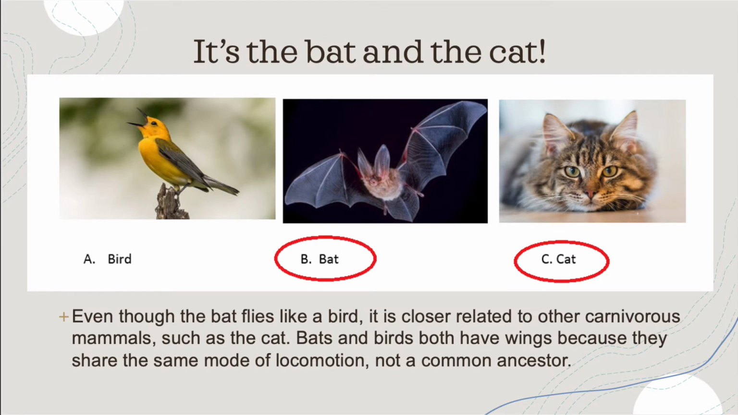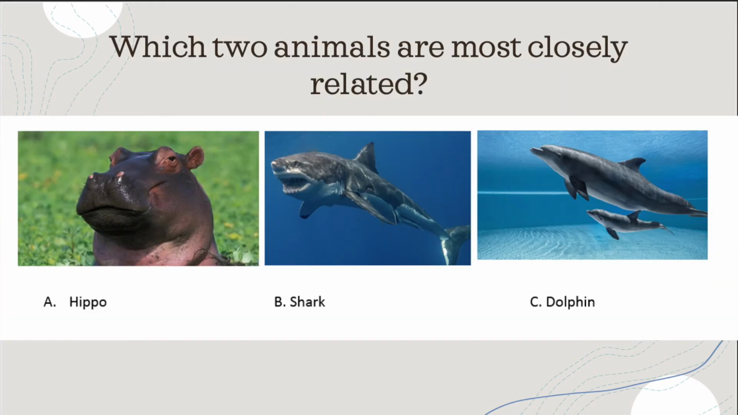This one might have been tricky because the bat and the bird share wings. But even though the bat flies like the bird, it is closely related to other carnivorous mammals, such as the cat. Bats and birds both have wings because they both get around the same way, not because they share a common ancestor. For round number 2, we have the hippo, the shark, and the dolphin.